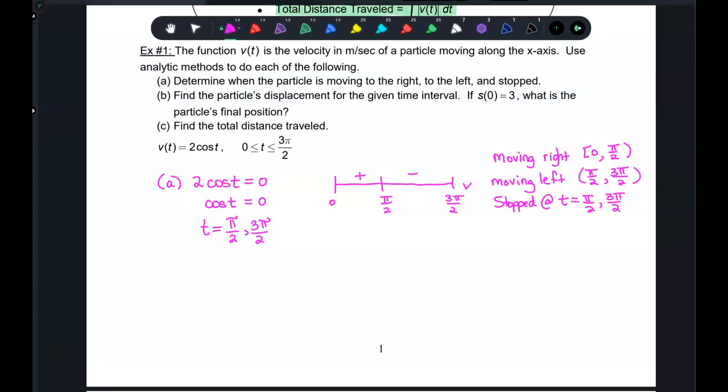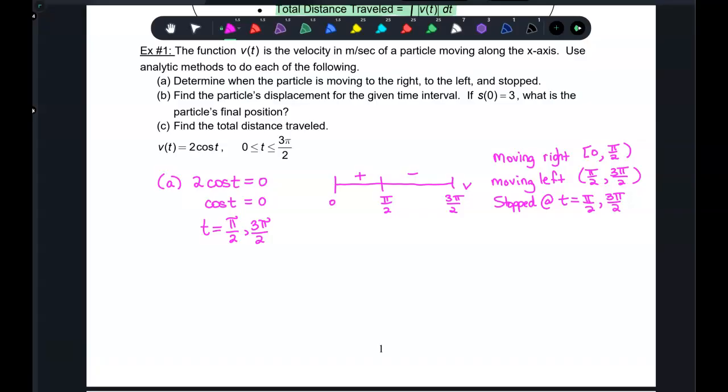So literally no calculus involved. It was just interpreting the velocity. Wait, but wouldn't it also be stopped at 0 then? Or like, why do we include... So it starts out moving in a positive direction because if we were to plug in 0, cosine of 0 is 1. Oh. So sometimes we include the endpoints. If it's not stopped at the endpoints, we include it. But we didn't include 3 pi over 2 because that was a value where it was stopped.